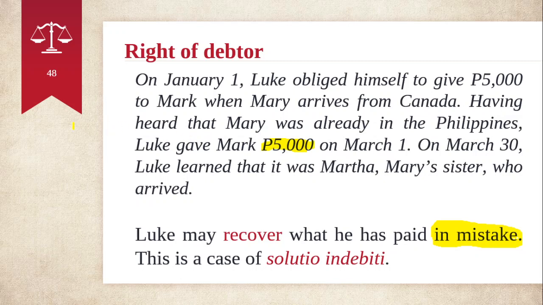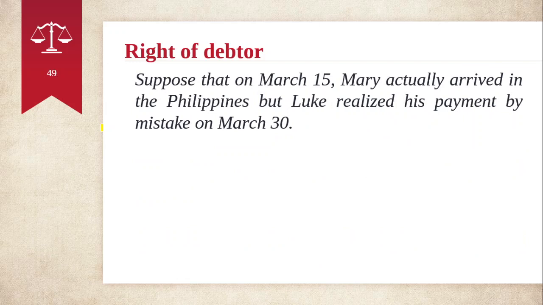Why? He could have used that 5,000. He could have invested it in the stock exchange. But he was not able to use it because he paid it in mistake. Meanwhile, Mark enjoyed the 5,000. So, Luke may also recover the interest. Alright? The interest. Now, the right of the debtor.